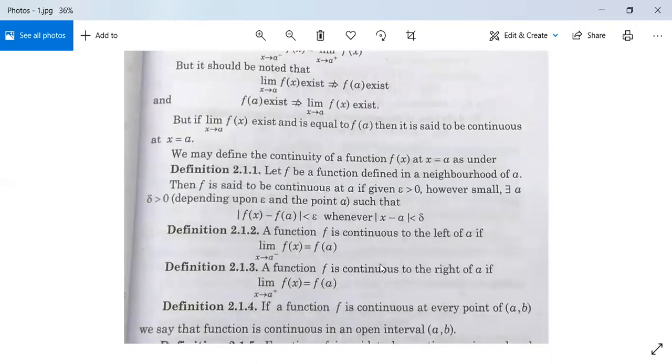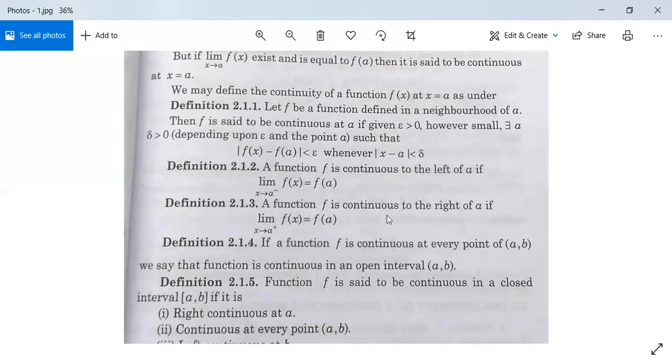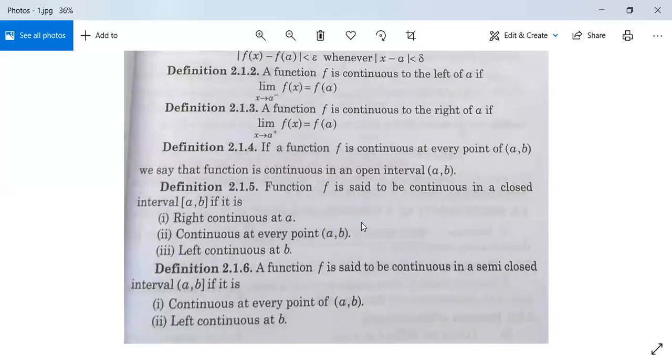And another definition: a function f is continuous to the left of a if limit f(x) as x extends to a minus is equal to f(a). Similarly the right of a: a function f is continuous to the right of a if limit f(x) as x extends to a plus is equal to f(a). And one more definition: if a function f is continuous at every point of open interval (a,b), we say that the function is continuous in an open interval (a,b).